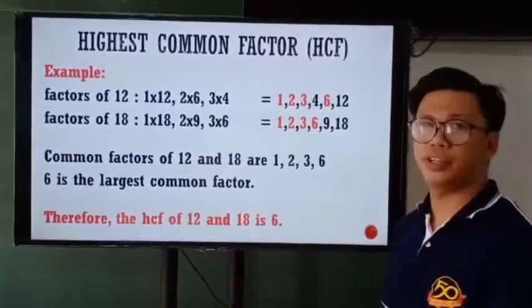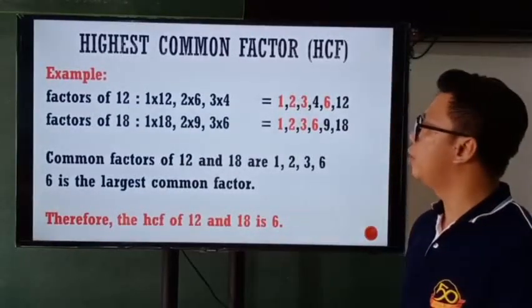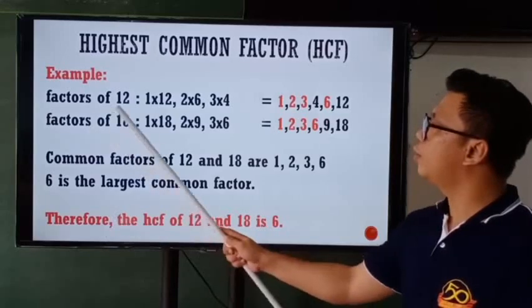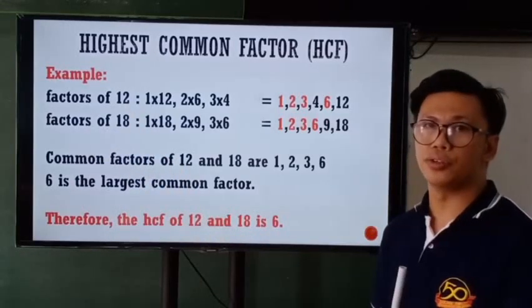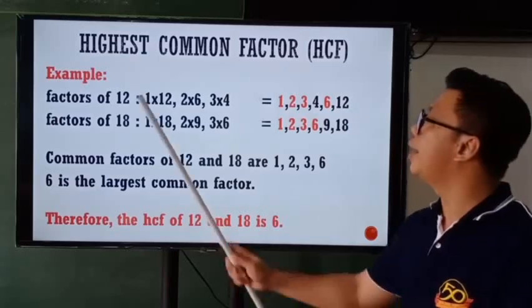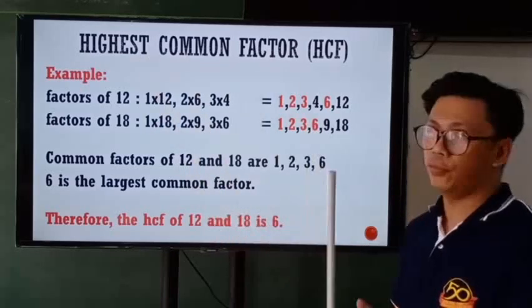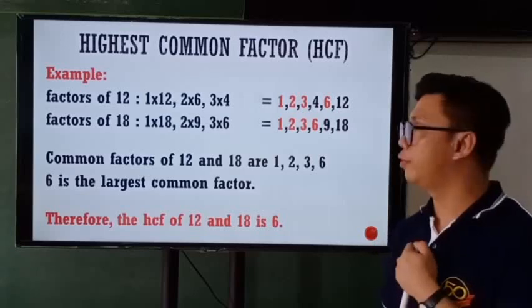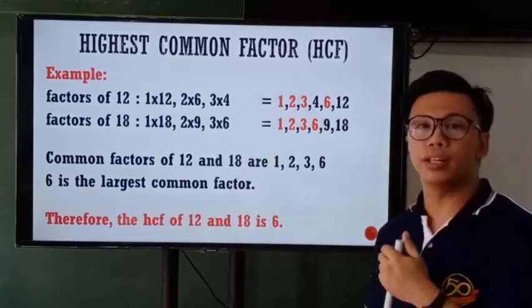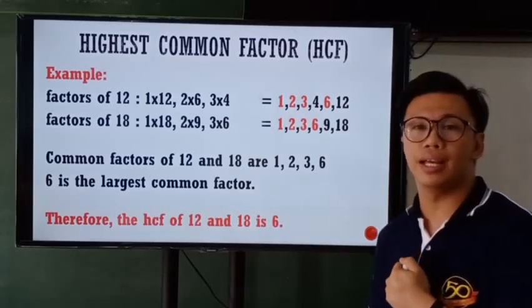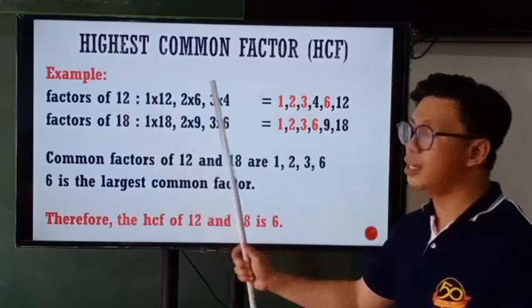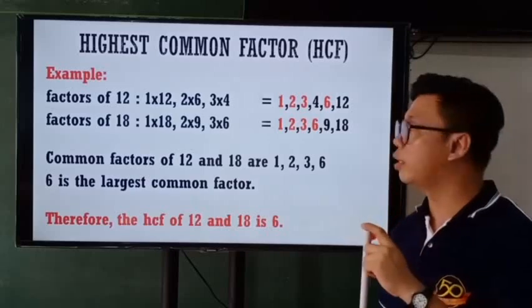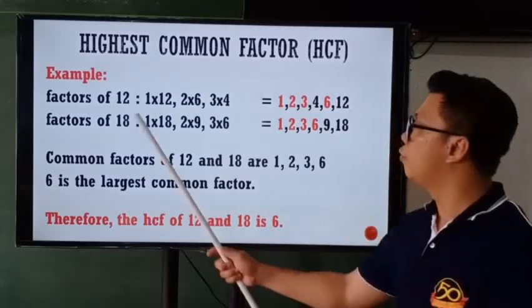Let's have an example to help you understand. We have the factors of 12 and 18. The question is to find the highest common factor. The first method is that we will first get the factors. First, we will get the factors of 12.